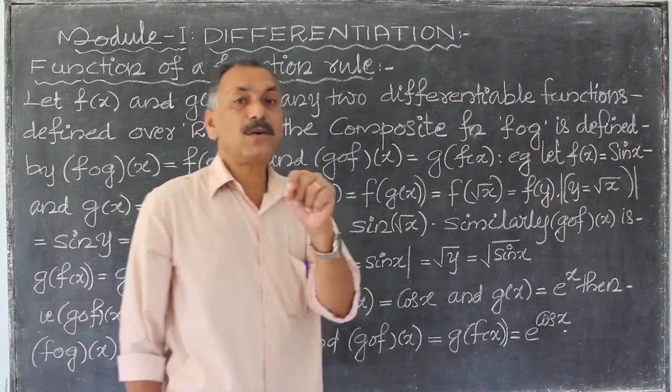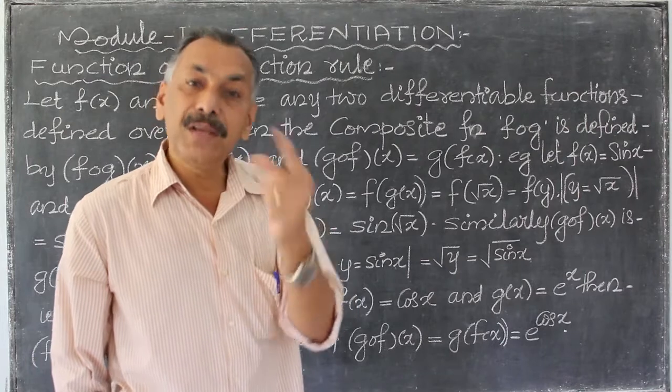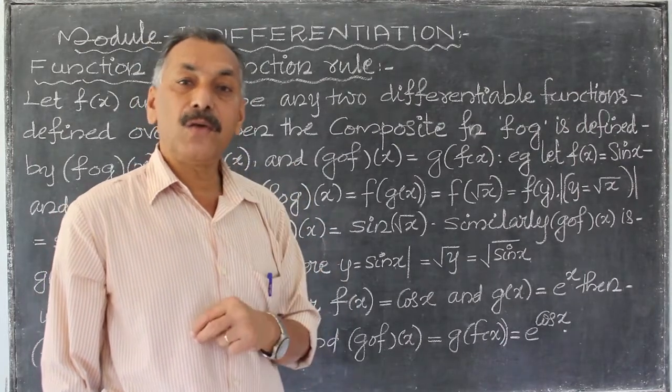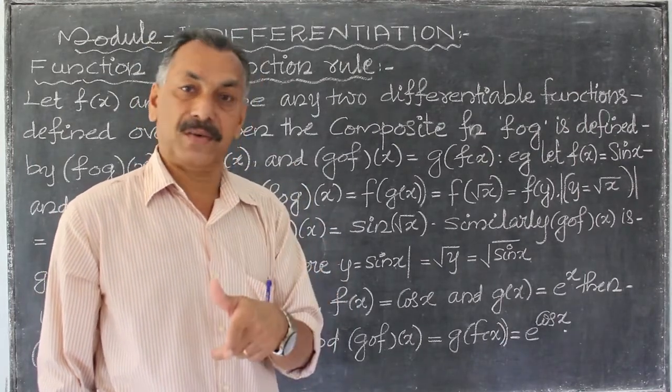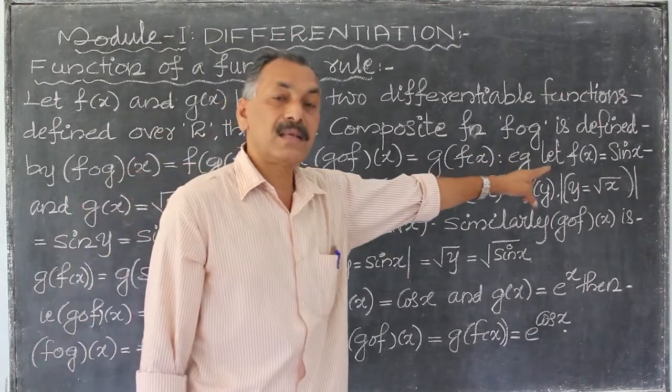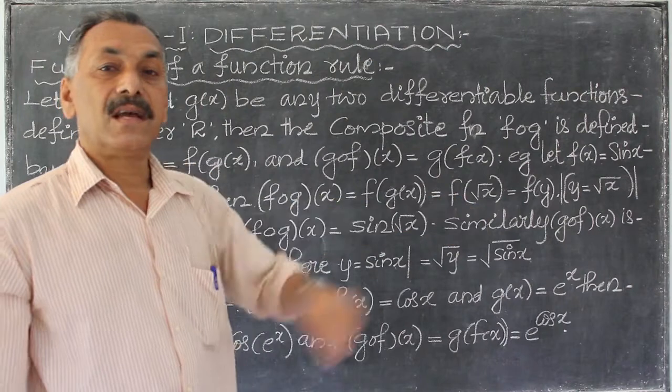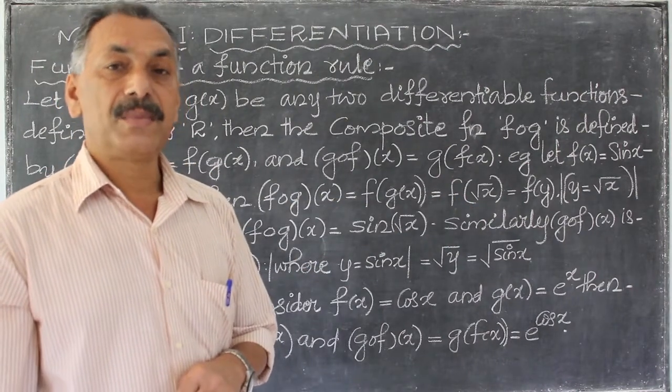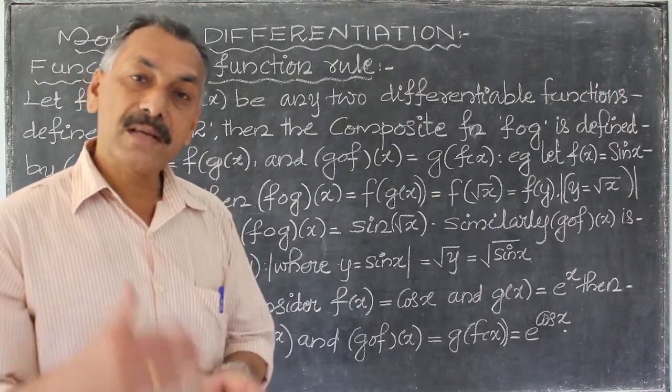Now, the product of the functions f and g is f into g. f into g of x is equal to f of x into g of x. Not like this. But f into g, with f of x equal to sin x and g of x equal to root x, then f into g of x is equal to sin x into root x.